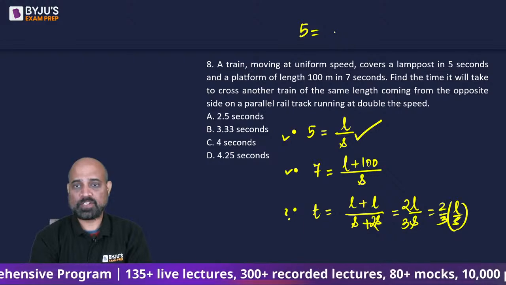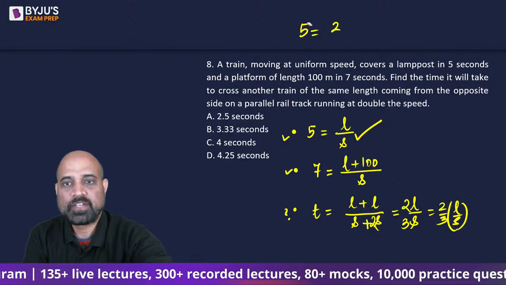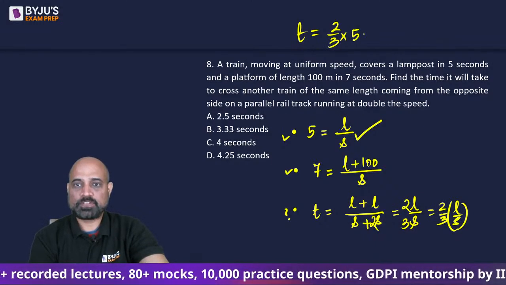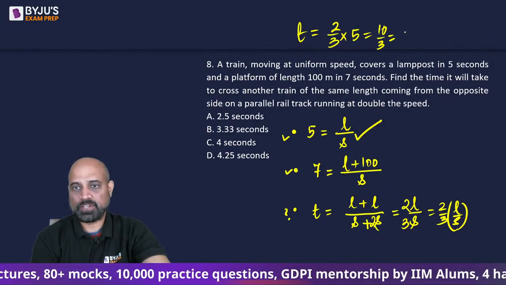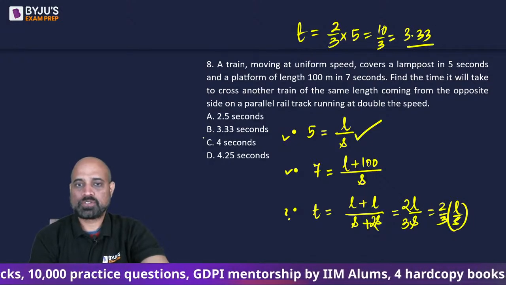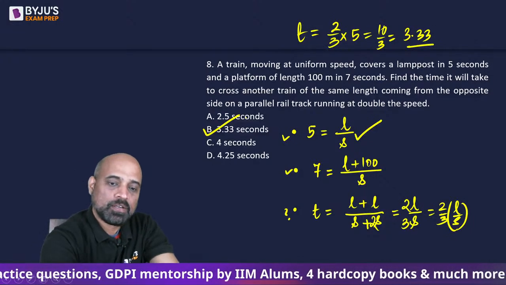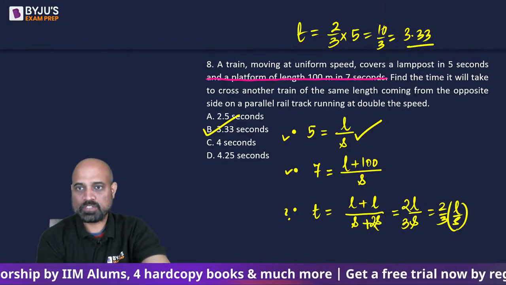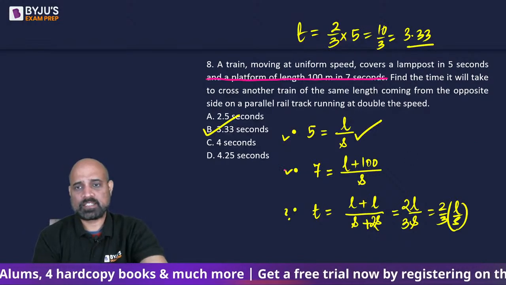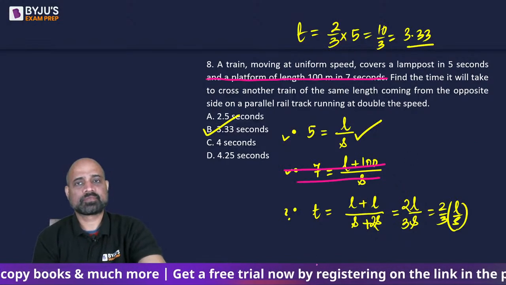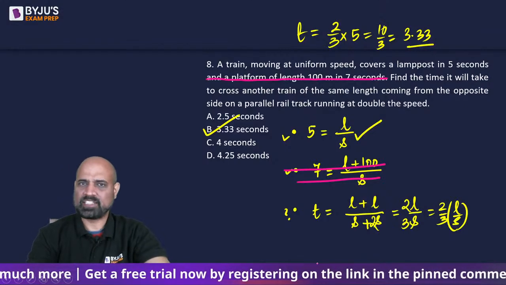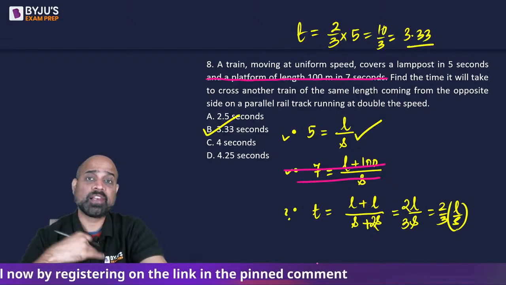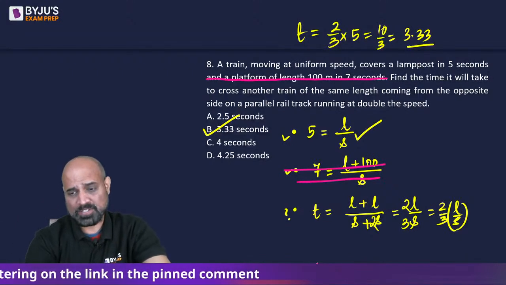So T is equal to 2/3 of L by S, which is 5. So this becomes 10 by 3 or 3.33. So 3.33 seconds. As in, this part was not required. इसकी कोई ज़रूरत नहीं थी. Redundant. Repeated data है जिसका कोई requirement नहीं है. Some students will try to solve the value of L and S and फिर उधर put करेंगे. क्या ज़रूरत है?